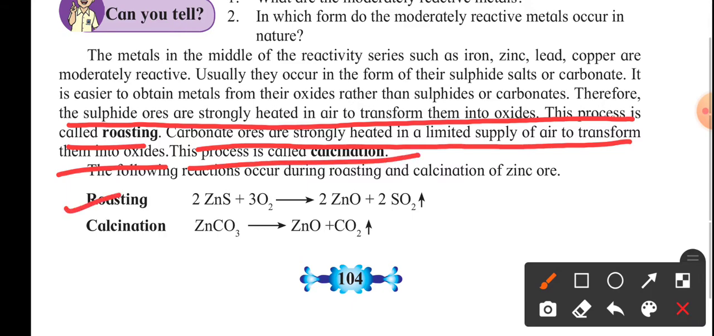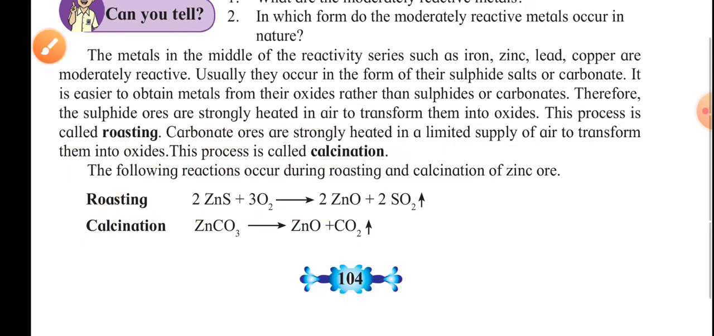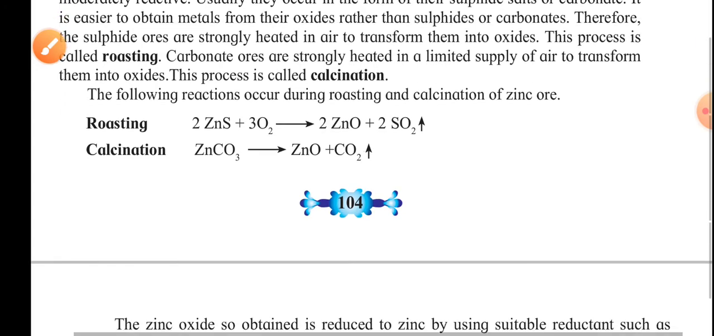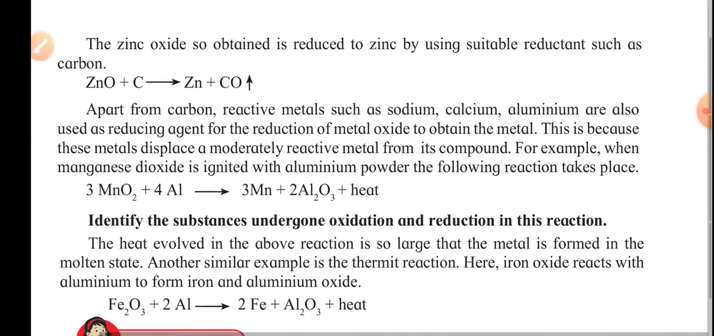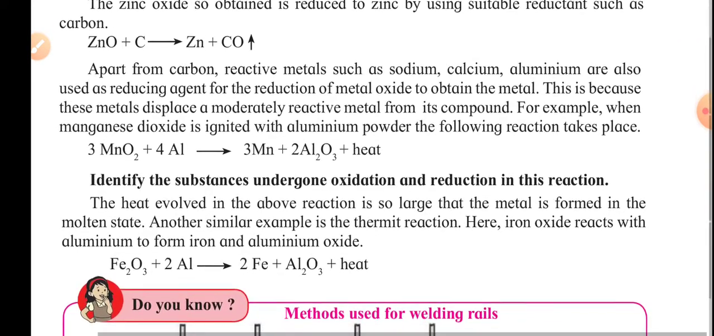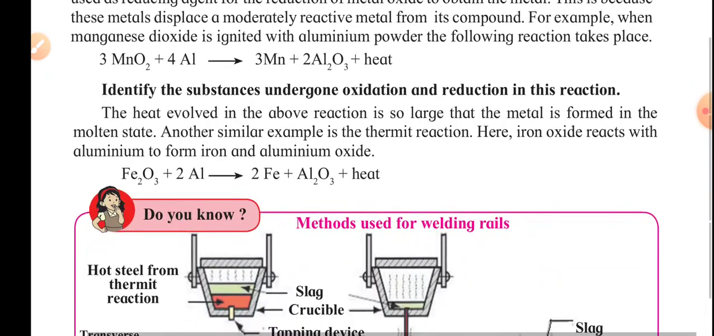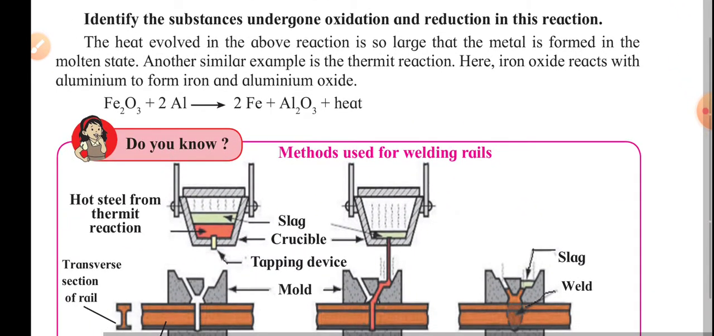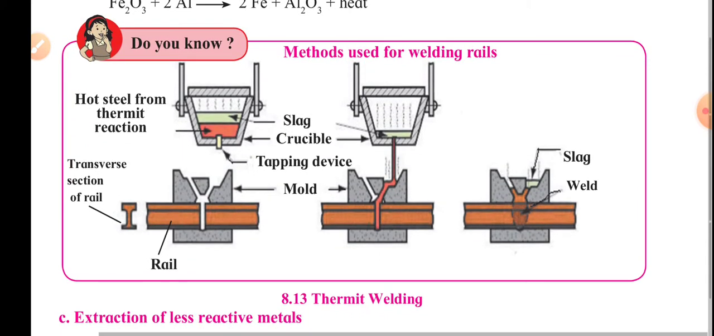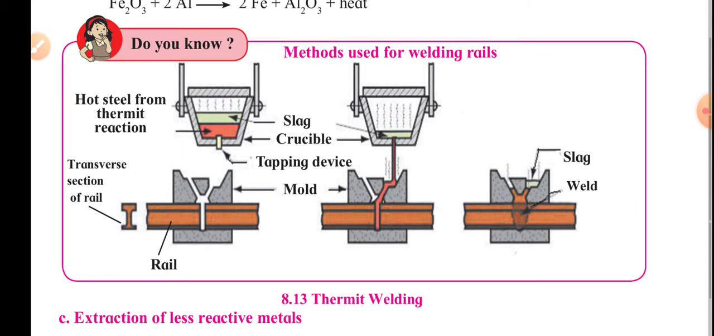So for roasting, they have given zinc sulfide over here. Roasting means reacting with oxygen, forming zinc oxide and sulfur dioxide, and the calcination, that is the zinc carbonate, forms zinc oxide and carbon dioxide gas. Further, they have given the zinc oxide reacting with carbon and forming zinc and carbon monoxide. The next they have given over here is the method used for welding rails.